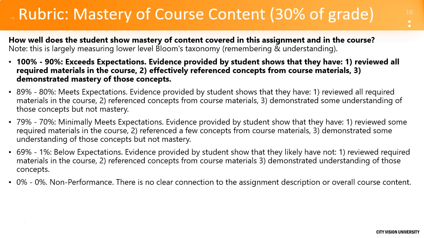Let me start off on the first item in the rubric. I'm not going to go through all the levels of this, but I'm going to talk about the top level, because that's what every student should be shooting for. The first question is mastery of course content. How well does the student show mastery of content covered in this assignment and in the course? This is largely measuring lower level Bloom's remembering and understanding. I'll talk about that in the next slide.